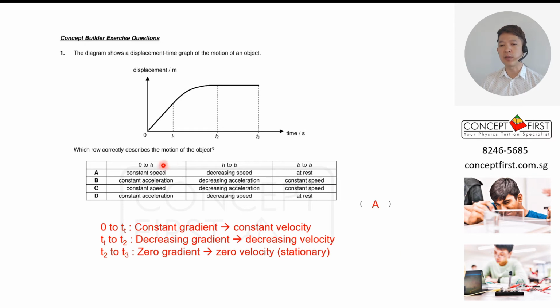Okay, so you see, we look at how we do this question. We observe the shape of the graph. So notice here, constant gradient, decreasing gradient, zero gradient. So constant velocity, decreasing velocity, zero velocity. Answer is A.